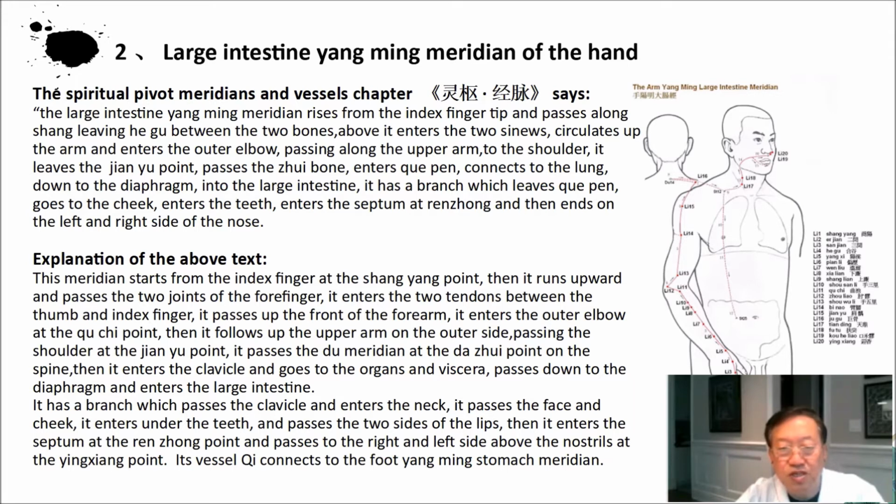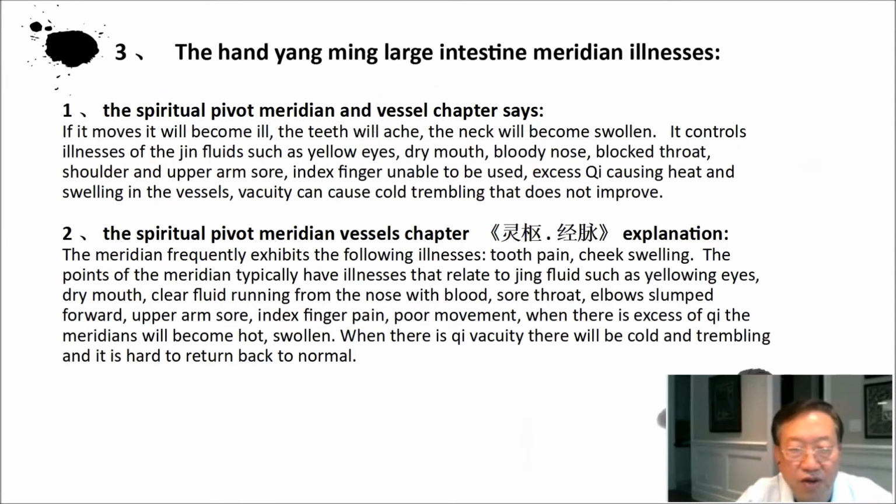which passes the clavicle and enters the neck. It passes the face and cheeks, it enters the teeth, and passes the two outer sides of the lips. Then it enters the septum at the Renzhong point and passes to the right and left side above the nostrils at the Yingxiang point. The vessel qi connects to the foot Yangming stomach meridian.